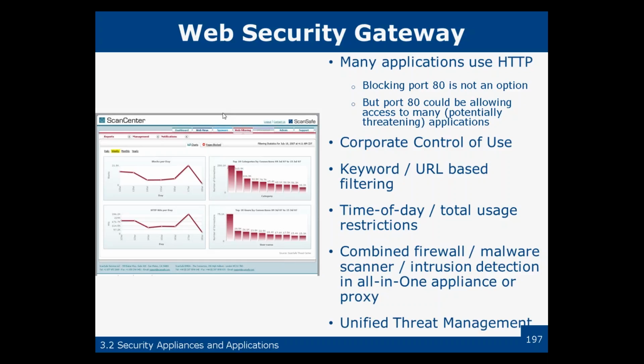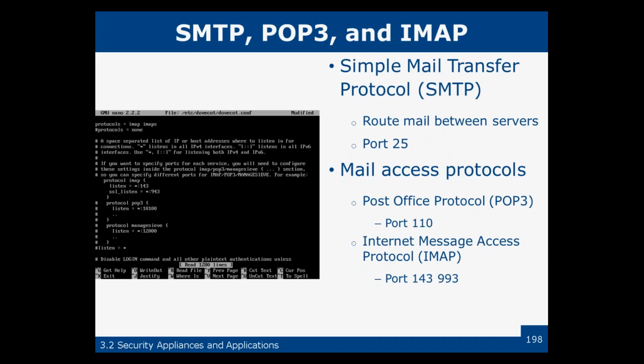These can be a combined firewall, malware scanner, IDS, all-in-one appliance, or proxy, and the UTM, Unified Threat Management. And that's what a lot of devices or a lot of people are going to, Unified Threat Management. And I think that probably that's what the Barracuda firewall is. It's not just a firewall, because it does deep packet inspection. It sees what goes out, what comes in, and can look at all of that traffic.